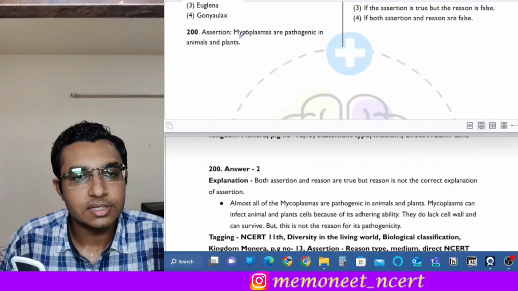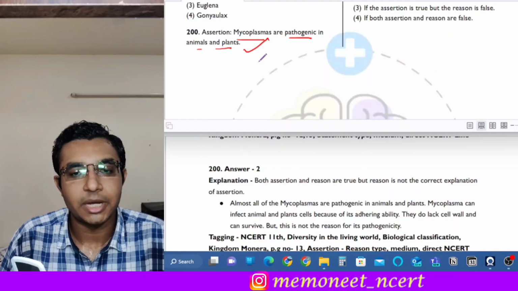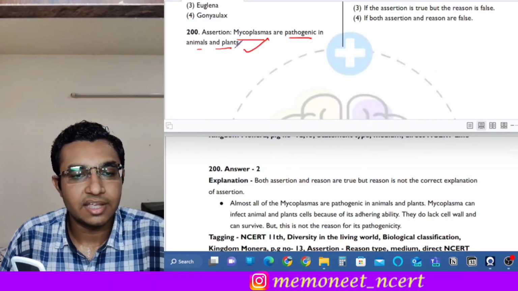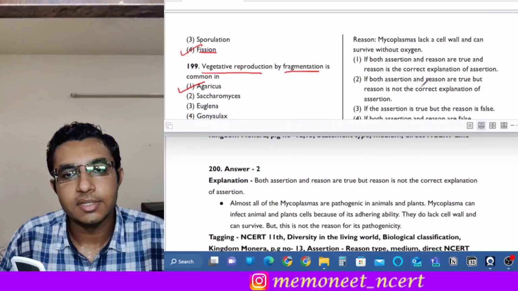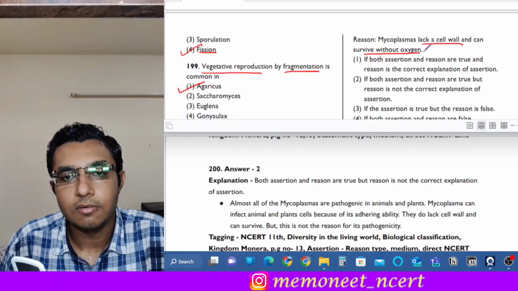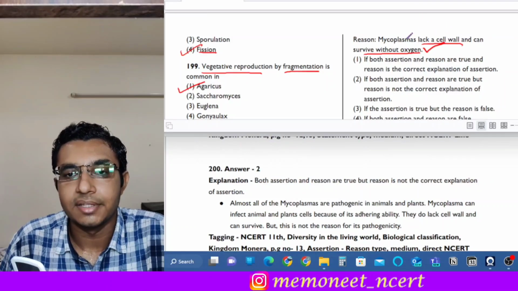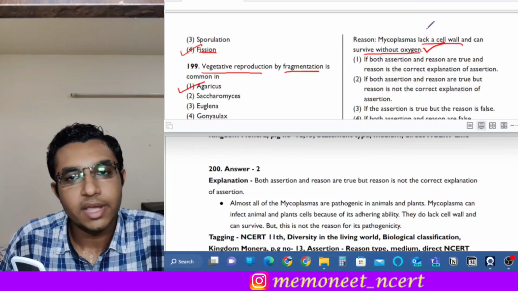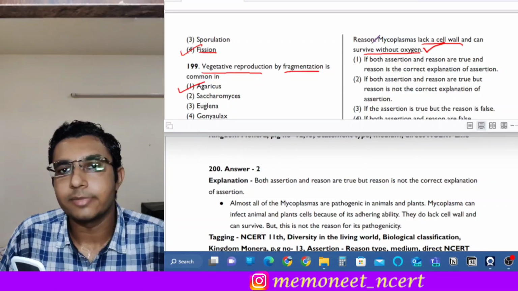The assertion is mycoplasma are pathogenic in the animals and plants. So yes, this statement is correct. The mycoplasma cause several diseases in the plants and animals. They can infect the plant and animal cells. The reason given over here is the mycoplasma lack a cell wall and can survive without oxygen. So the reason given over here is correct, that is the mycoplasma do not have the cell wall and they also survive without oxygen, that is the mycoplasma are anaerobic.